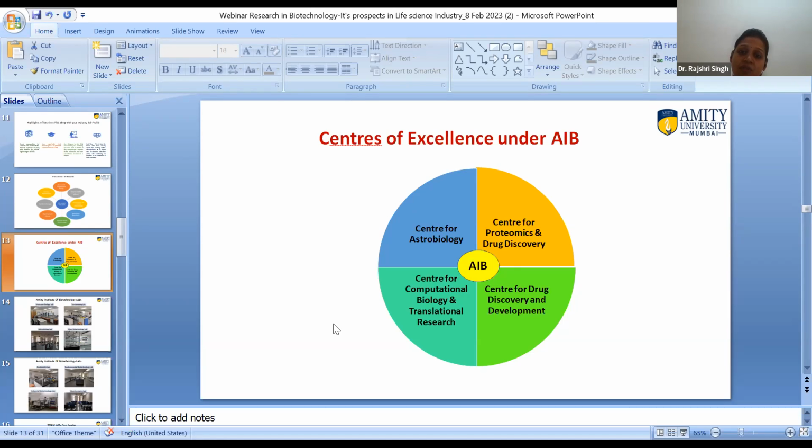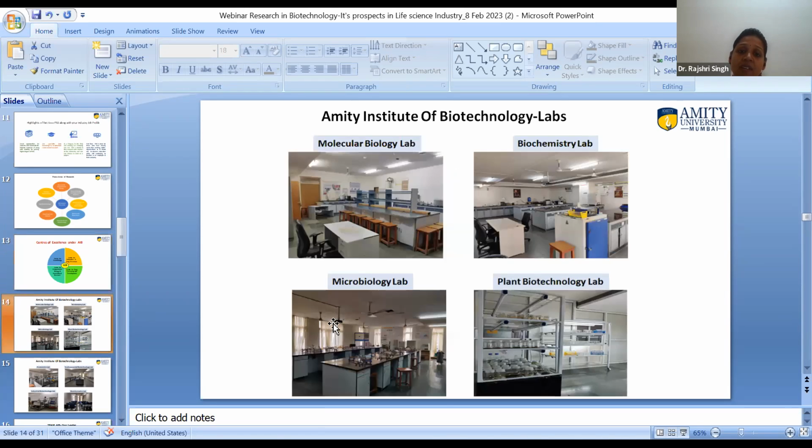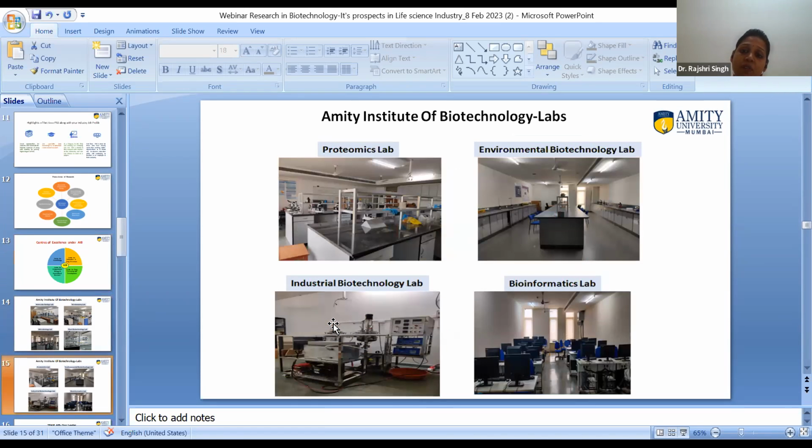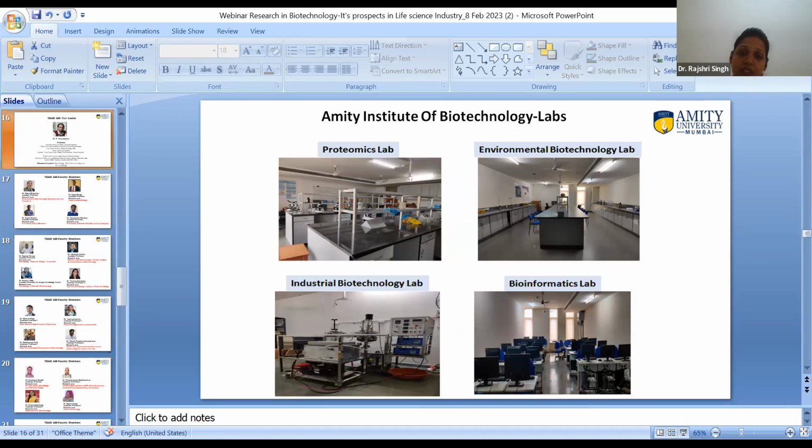We have the Center for Astrobiology, the Center for Proteomics and Drug Discovery, the Center for Drug Discovery and Development, and the Center for Computational Biology and Translational Research. To do this research, we have state-of-the-art laboratories to facilitate it for our students. Those working full-time can utilize these labs, and those in the part-time PhD can come for certain of their objectives to work in these labs to finish them.